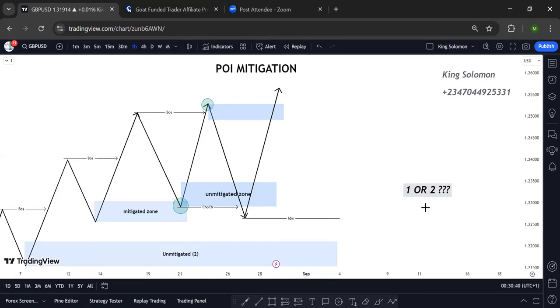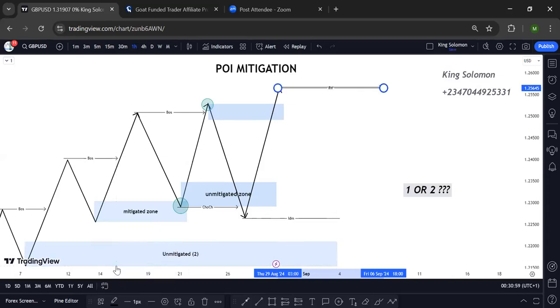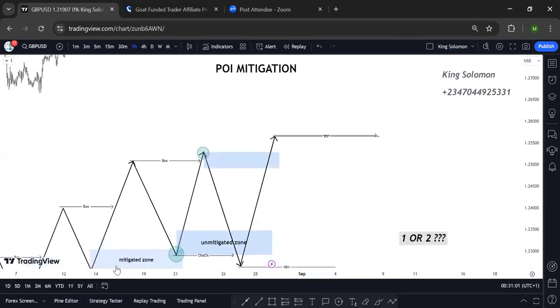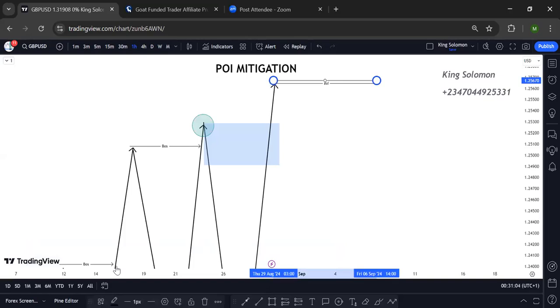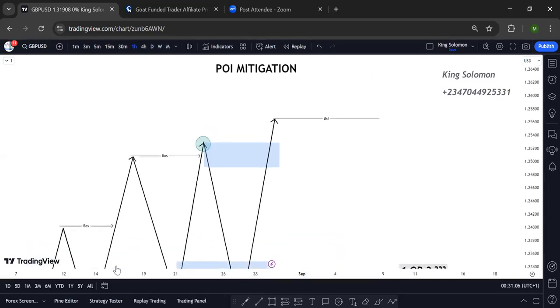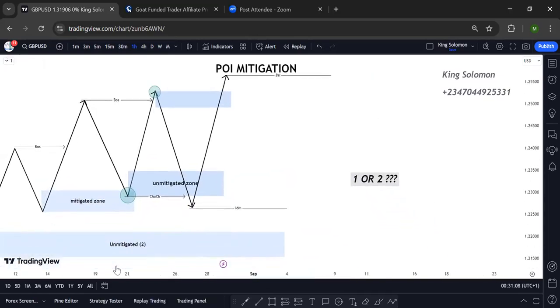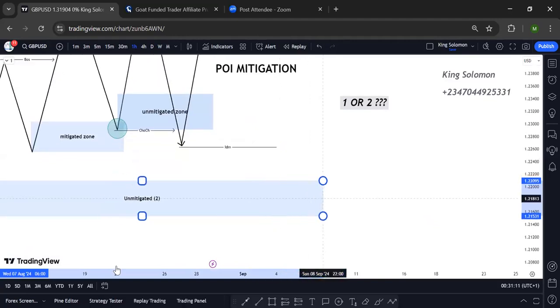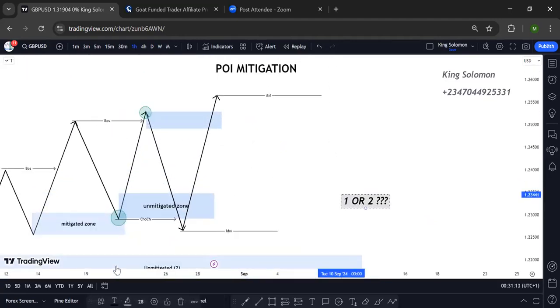So after this, after you make this buy side liquidity, mark this as the buy side liquidity, right? And here's an IDM, and here's your unmitigated zone. So this unmitigated zone that you have here is now an extreme zone, isn't it?